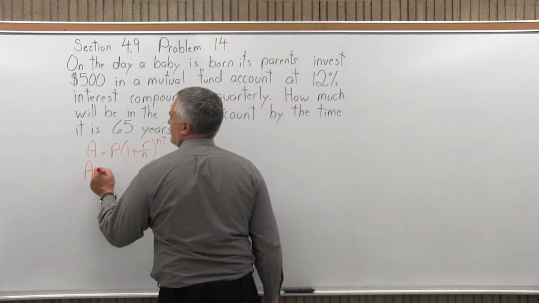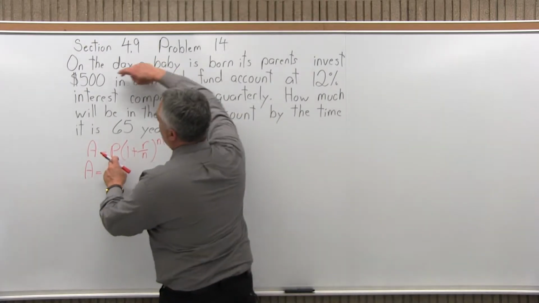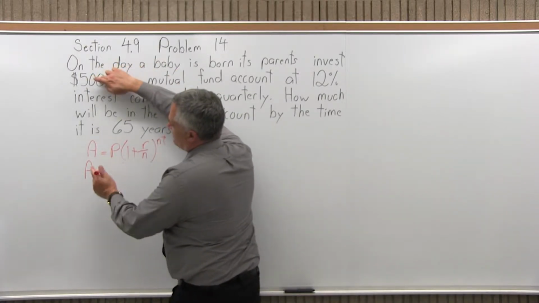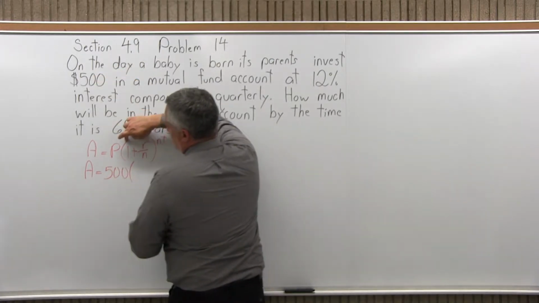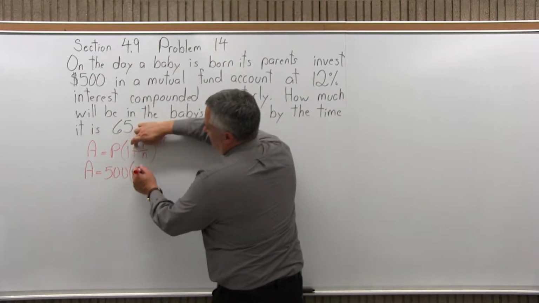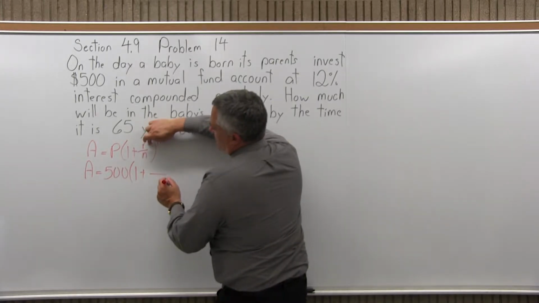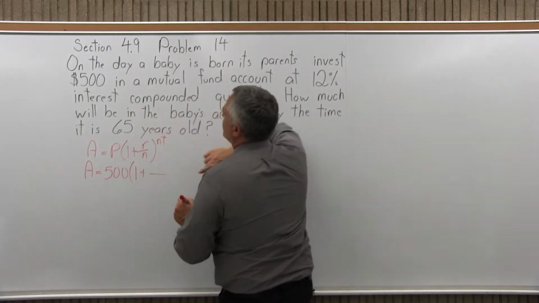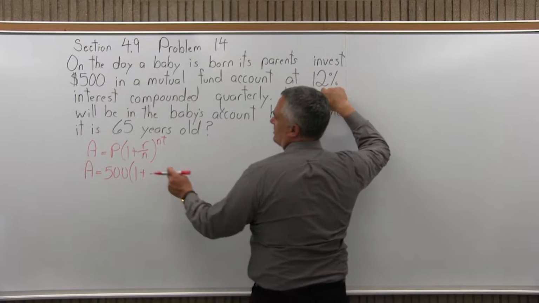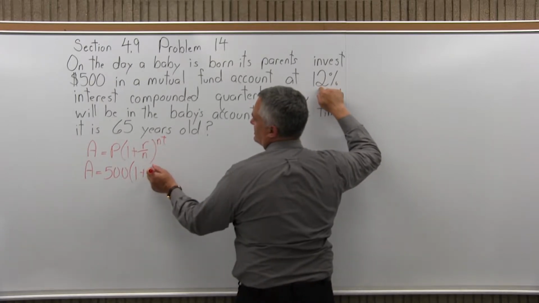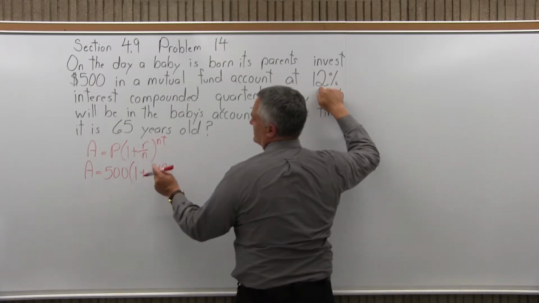A, the final amount, which is what I want to find, equals P. P is for principal or initial investment. For this problem, that value of P is 500. Times, we open the parentheses, 1 plus, now we have a fraction, in the numerator R. R is the rate as a decimal. So if we look through the problem, the rate is 12%. To write it as a decimal, it's simply 0.12, right? It's going to be as a decimal.